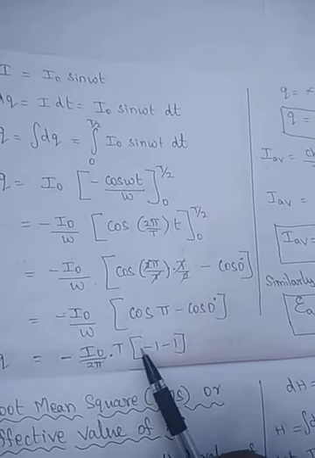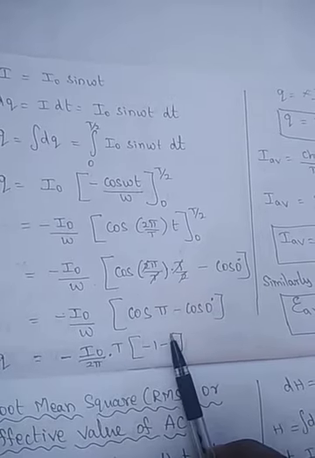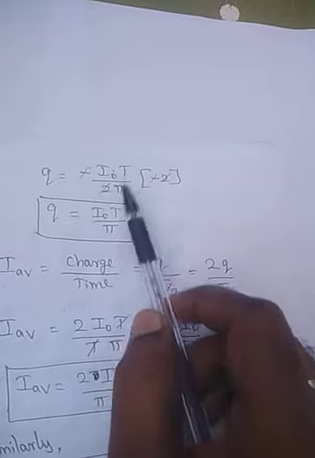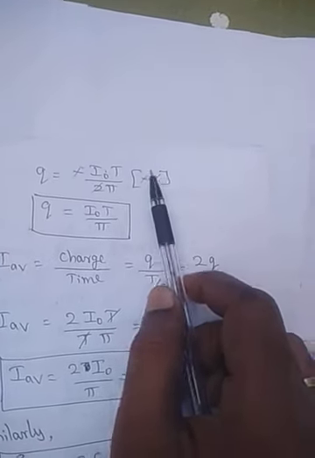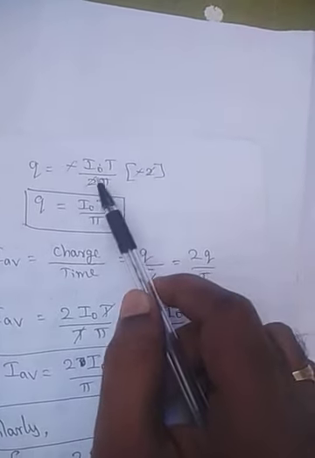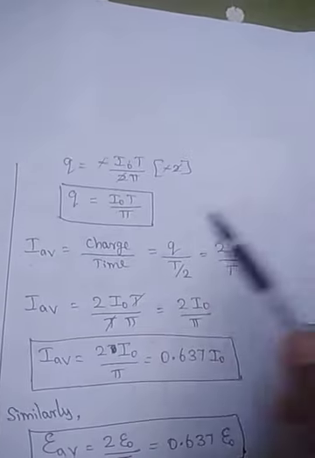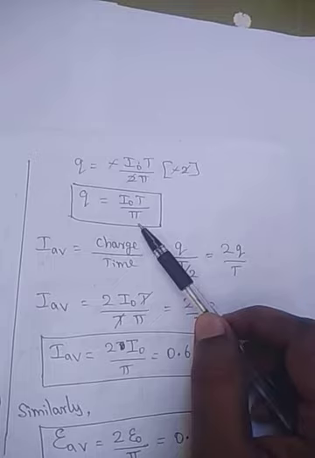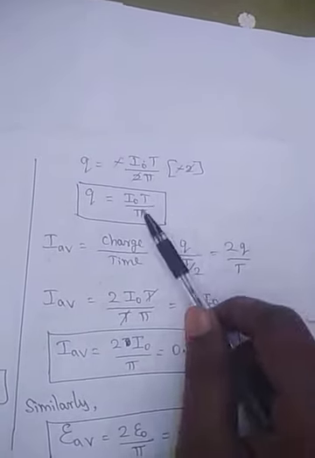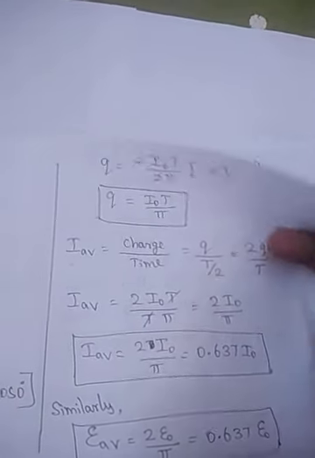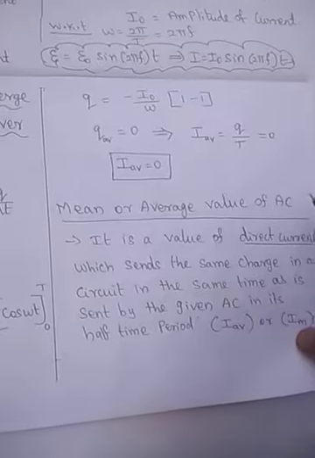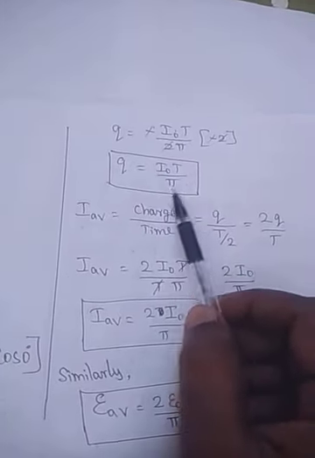Minus 1 minus 1 is minus 2. Then the minus will become plus. So what will we get? Minus I naught T by 2 pi into minus 2. Minus 2 gets cancelled and 2 gets cancelled. We get q is equal to I naught T by pi. So this is the charge value. In the previous case we arrived at a charge value of 0. Here we arrive at the expression I naught T by pi.